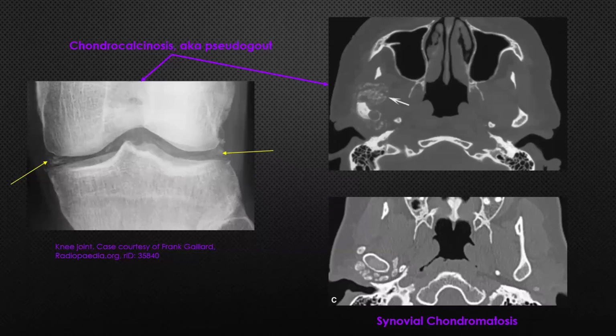Probably the most common place for it first to develop. And then pseudogout tends to do other joints. You can see it in this, this is a knee joint. But yeah, I don't know why they accumulate where they do.